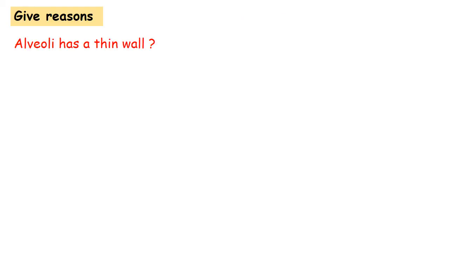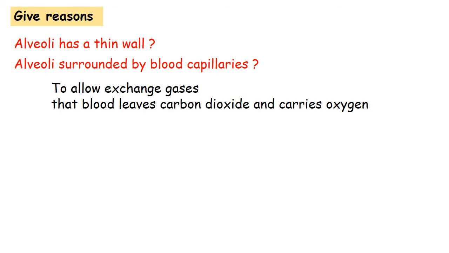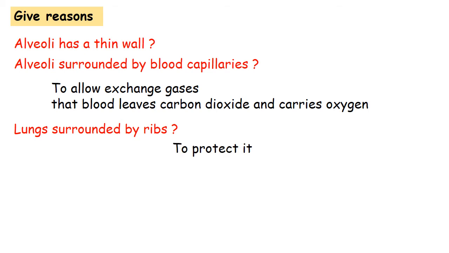Give reason. Alveoli have a thin wall, and all alveoli are surrounded by blood capillaries, to allow exchange of gases. The blood leaves carbon dioxide and carries oxygen. Lungs are surrounded by ribs to protect them.